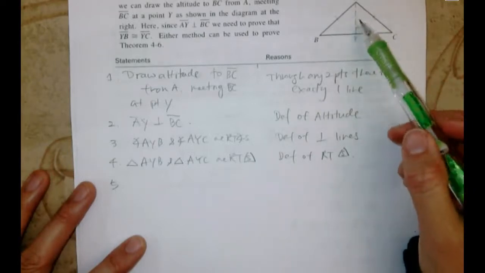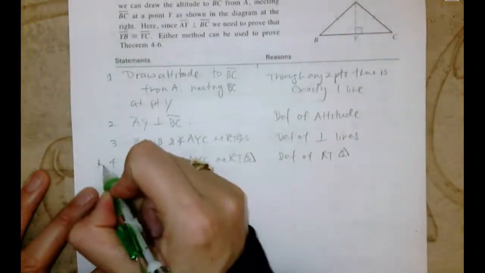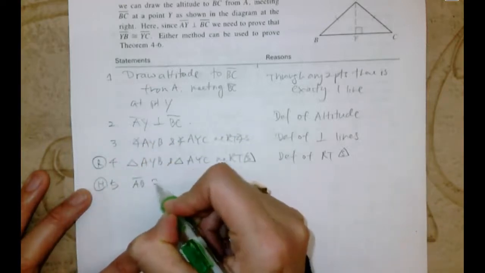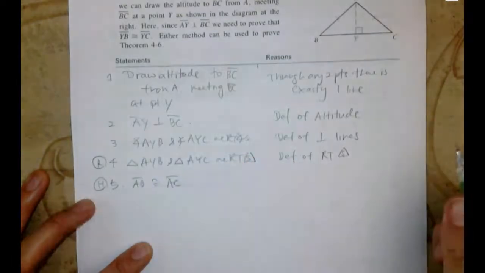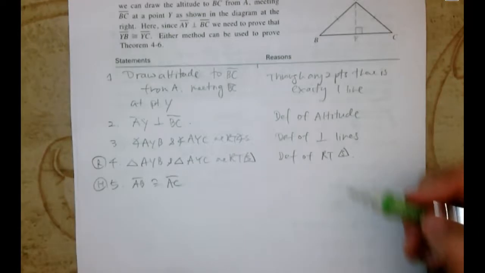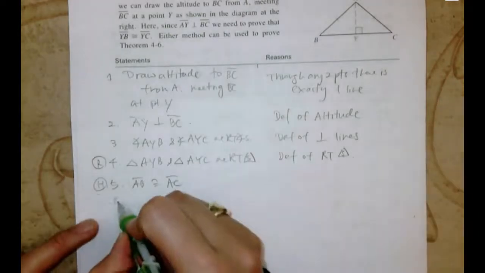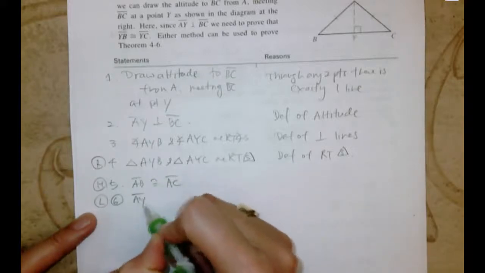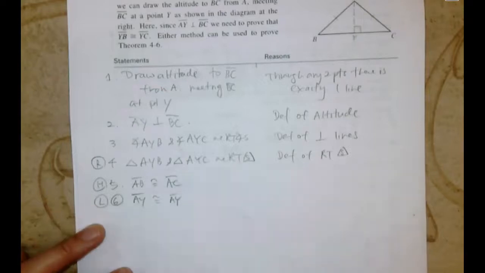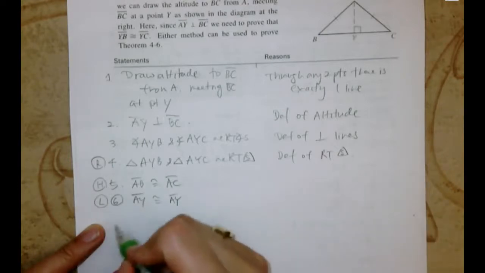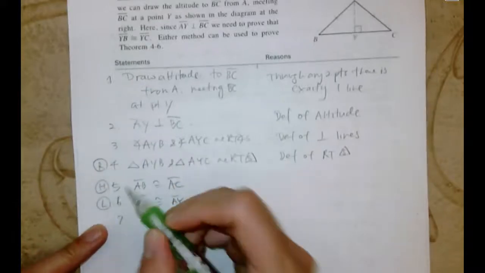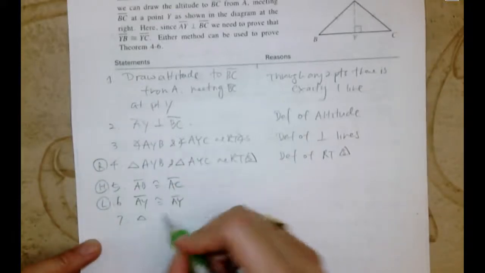5. So we said this is R, right? R. Now let's go with H. So segment AB is congruent to segment AC. I think you can do the rest of the reasons. So I'm gonna leave it there. And then you can do leg. Segment AY is congruent to segment AY. And here's just 6, right? And then 7, I think you got the 3, so you can say triangles are congruent.